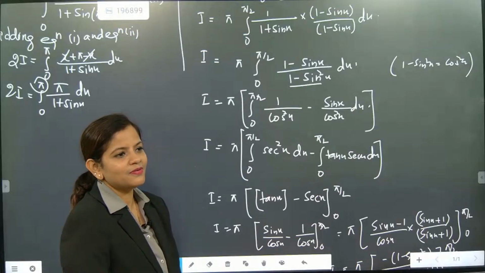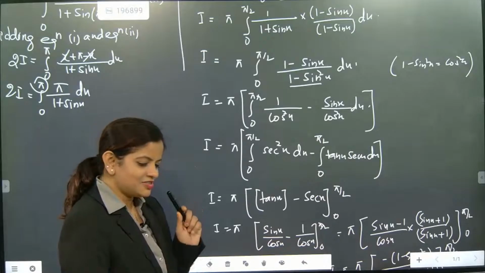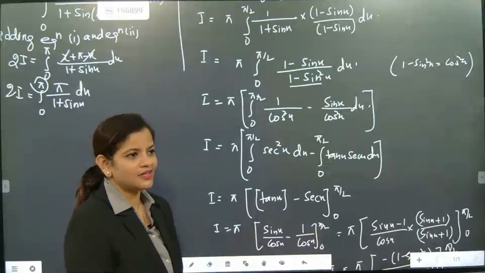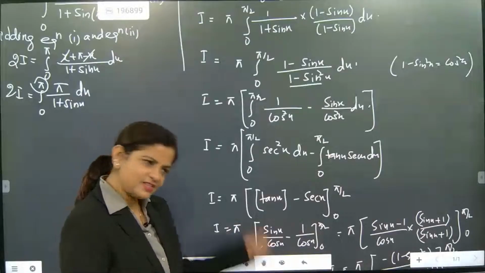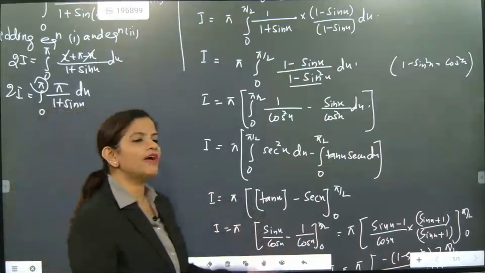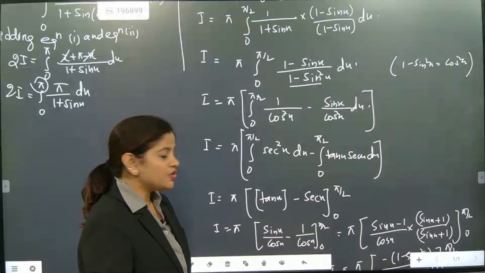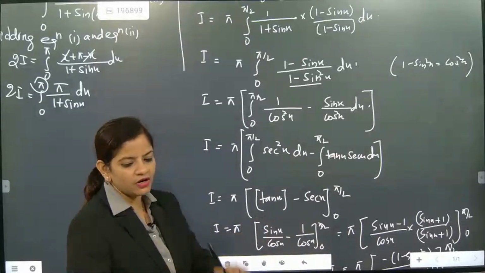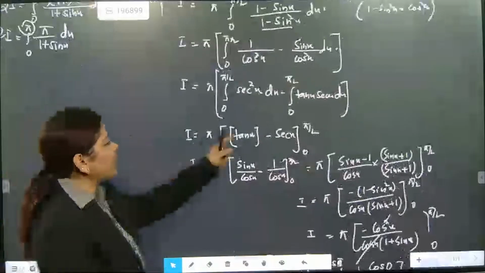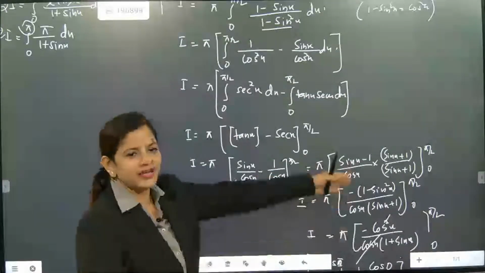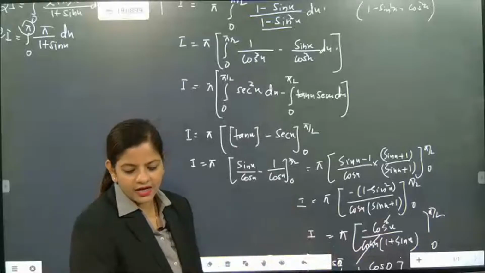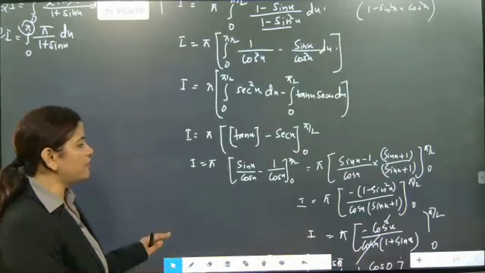Tan pi by 2 value is infinity. Understood? So infinity means the full storyline got damaged. So how to do it again? We did one thing: we converted tan and secant into sin and cos, rationalized it, substituted, and the answer came as pi. That's the end of the question. I hope you have understood this one.